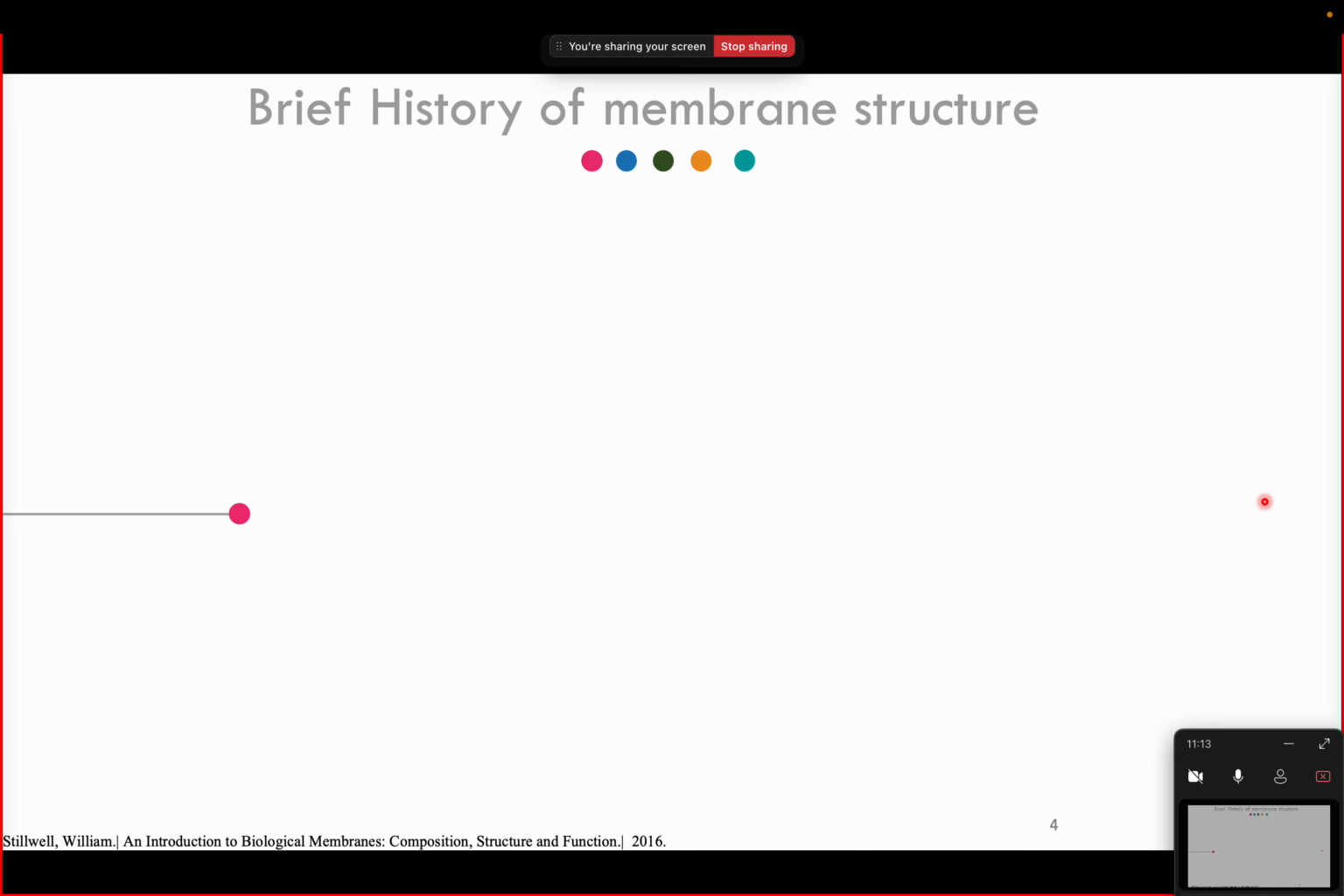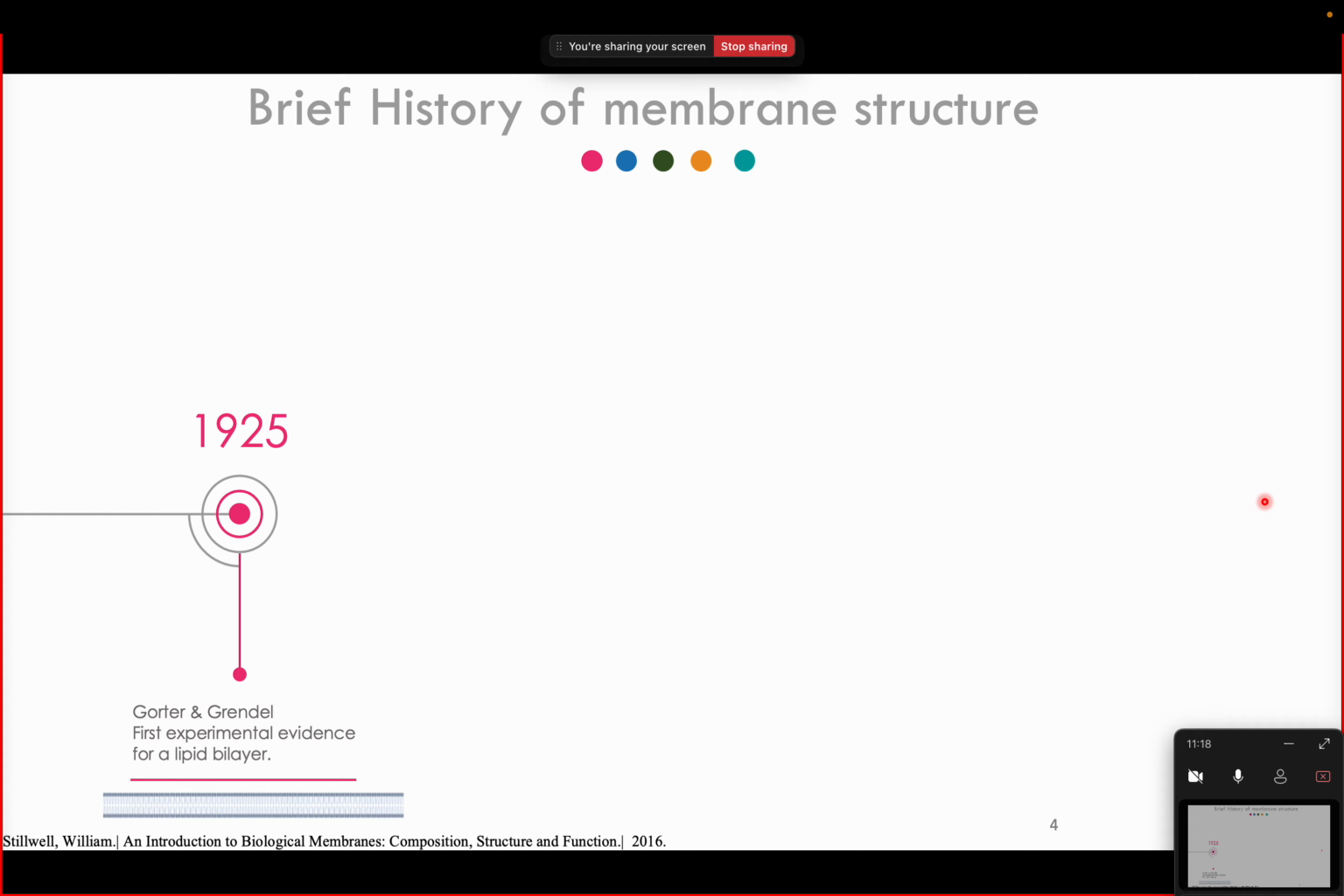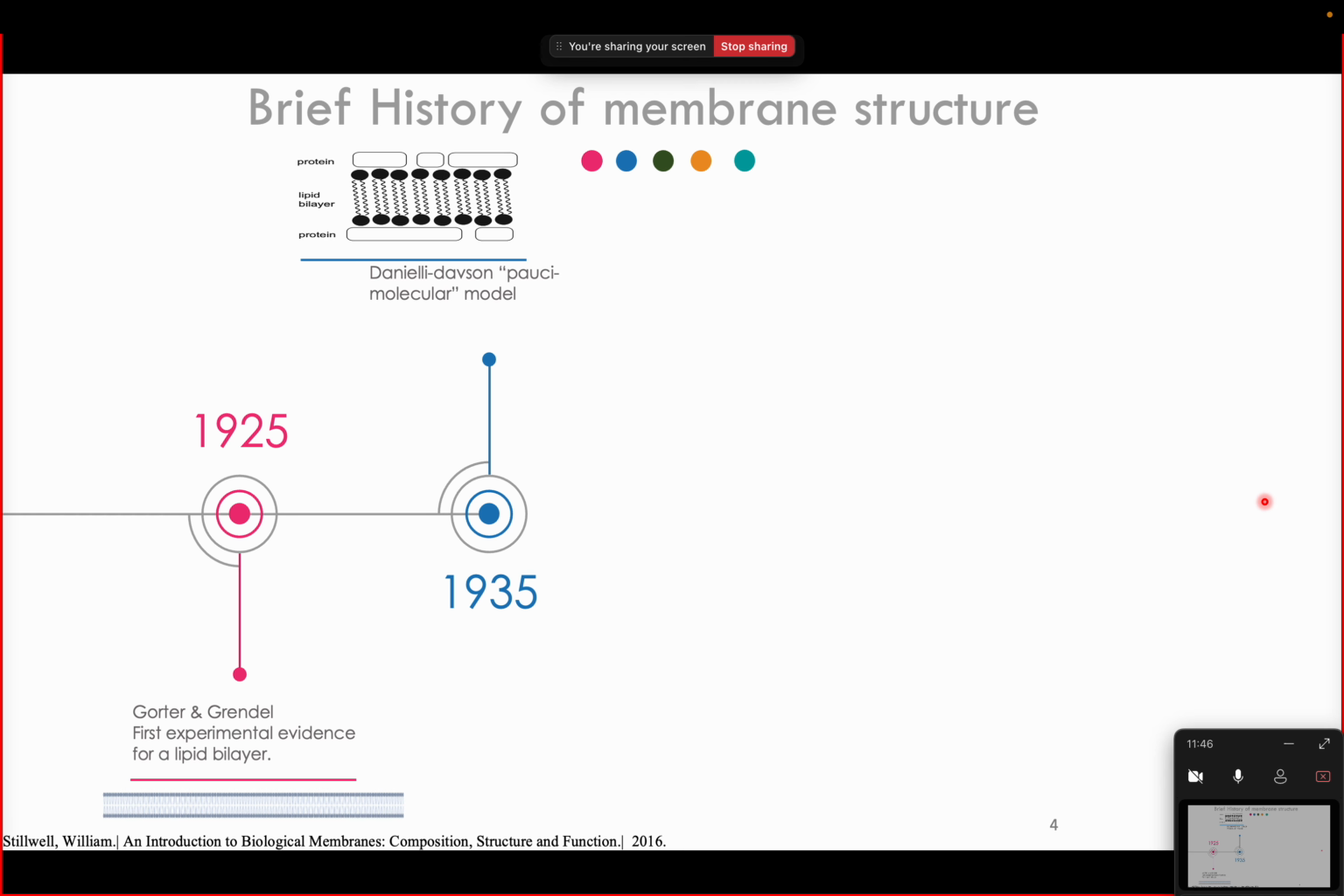So, a brief history of the membrane structure: how it all started and how we ended up with the current model, which briefly explains the membrane. It started way before 1925, but a significant discovery, on which the idea of membrane structure was based, was pivoted in 1925 via the Gorter and Grendel model. They were the first ones to experimentally show that the membrane is actually in bilayer form and it is not a monolayer.